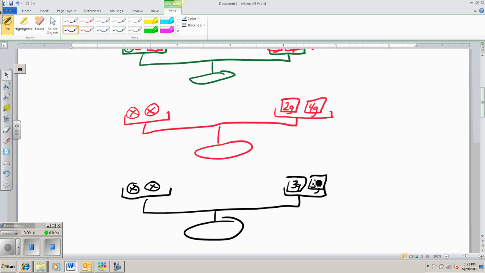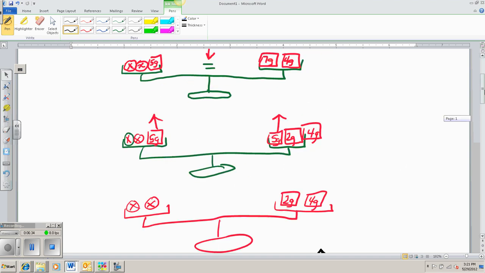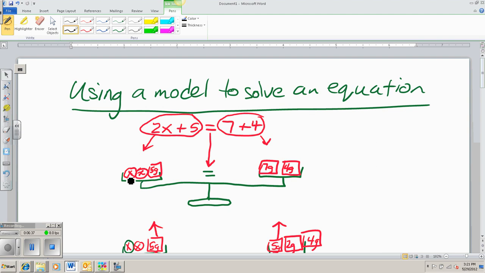Okay, if this together weighs the same as this, then that must mean that if I take away one of these and take away one of these, it will still balance. Therefore, my answer is x is equal to 3. Okay, and we can always go back to our original equation and test that out. If this is 3 grams and 3 grams and 5 grams, that means on the left I have 11 grams. On the right I have 11 grams, so it must be correct. X is equal to 3.